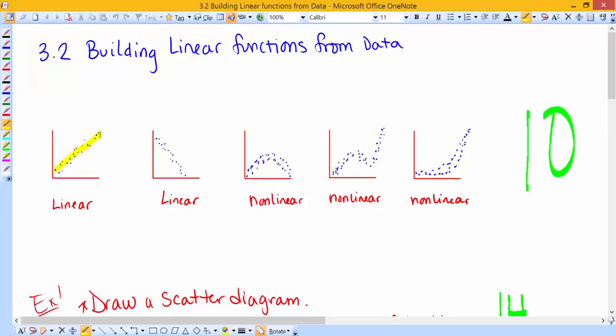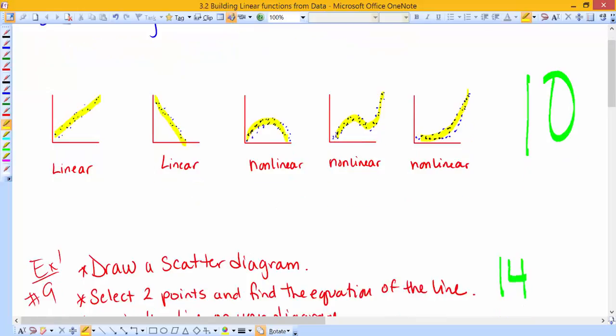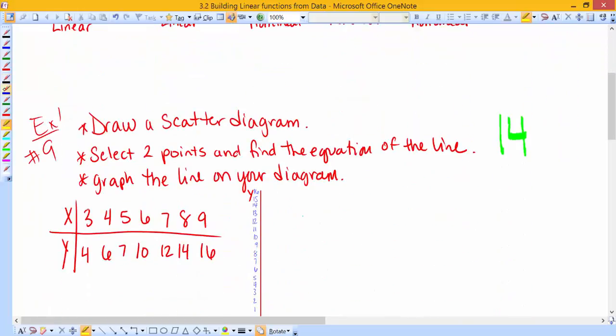Like here I can draw a line through it. Here I can draw a line. Oh, look, curve. Oh, it's curving. So that's very simple with scatter plots. This is going to be a very quick video. Plotting the points, that's the longest part when you guys are going through this.